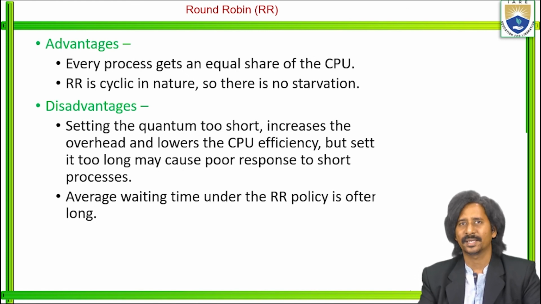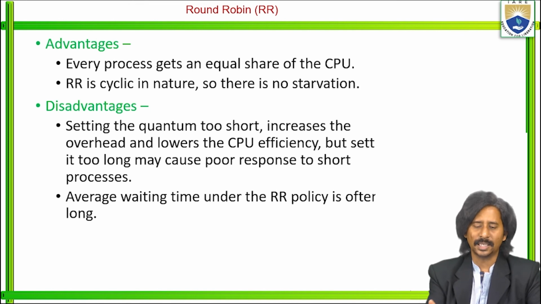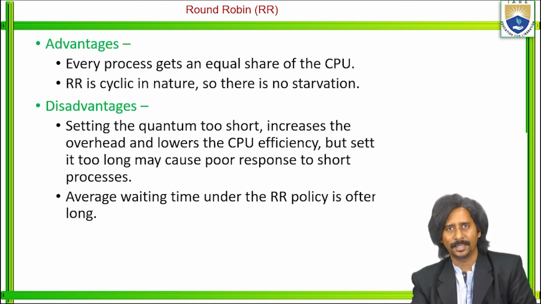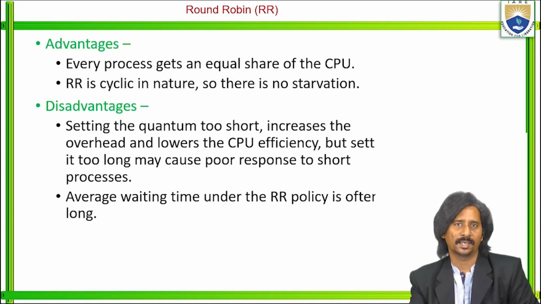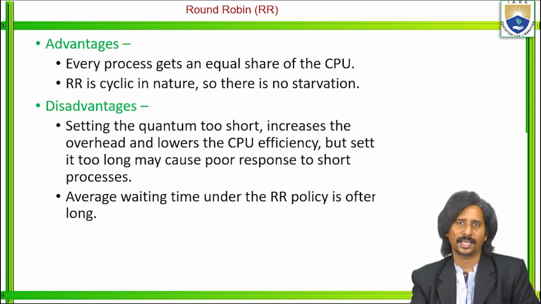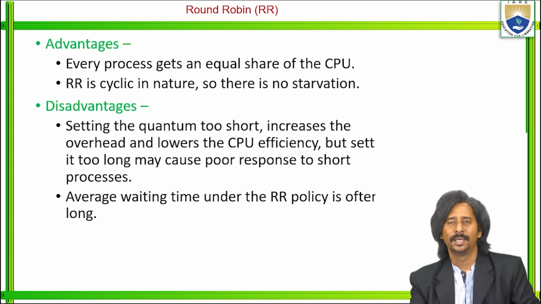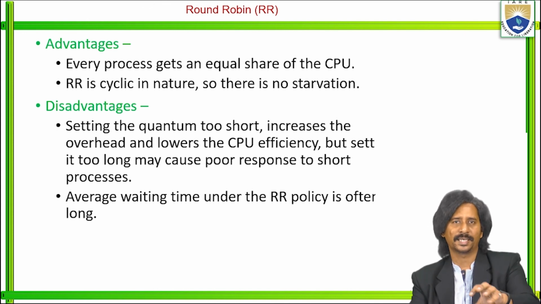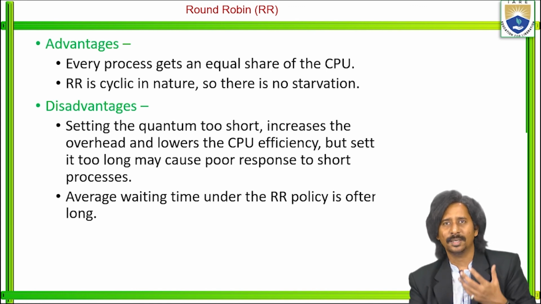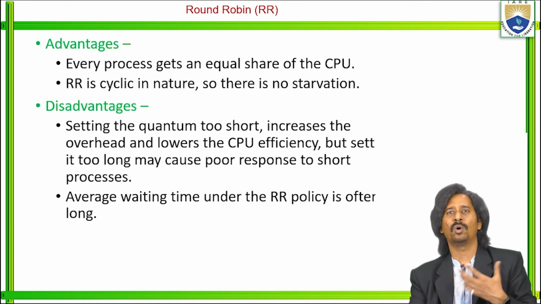But what are the disadvantages? Setting the quantum too short increases the overhead and lowers the CPU efficiency. For example, rather than a time quantum of 4 milliseconds, if we set the time quantum to 1 millisecond, each time the processor picks each process: P1 1 millisecond, P2 1 millisecond, P3 1 millisecond, again P1 1 millisecond. Like this, it increases the overhead and lowers the CPU efficiency.